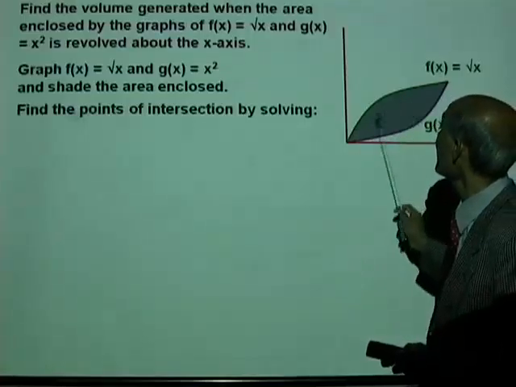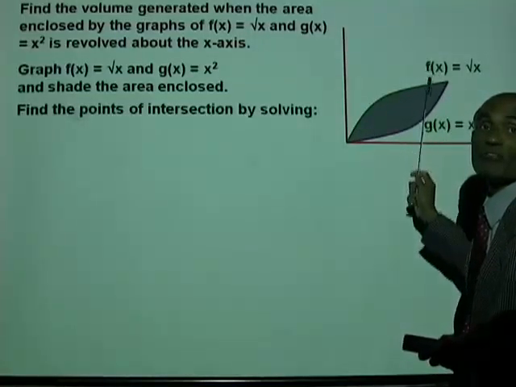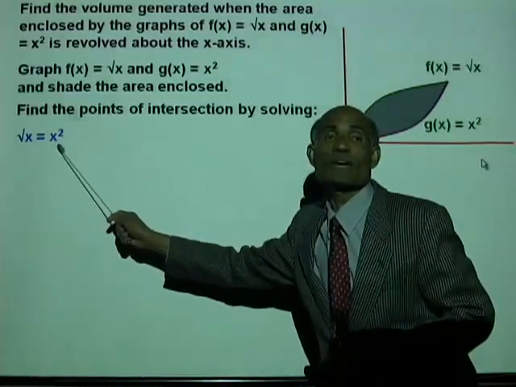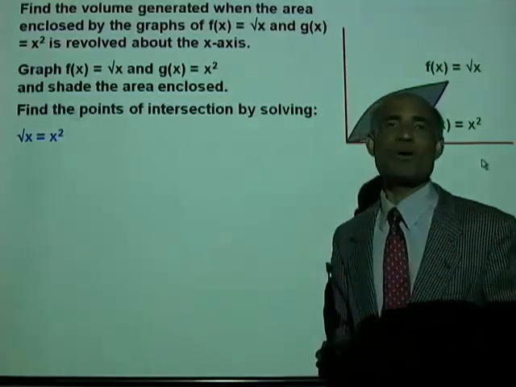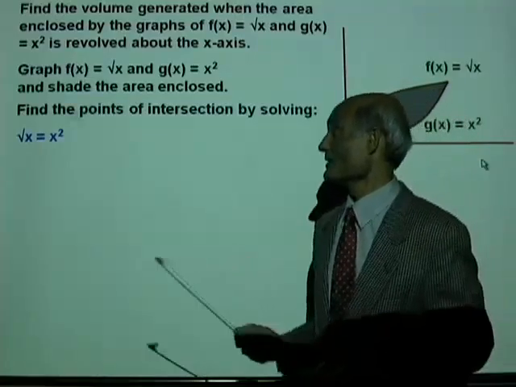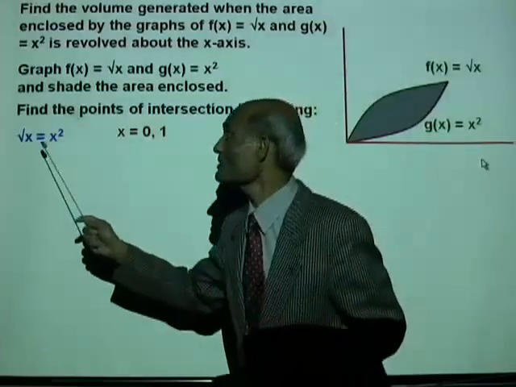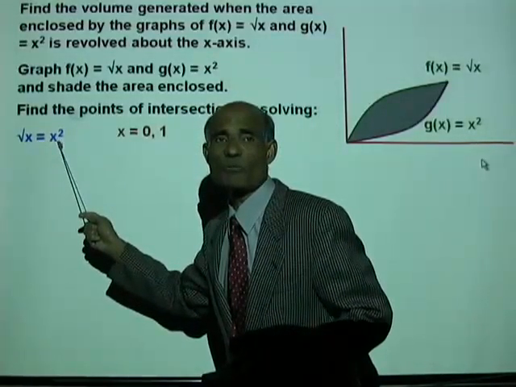How do you do that? By equating f of x equal to g of x. In other words, square root x equal to x squared. Well, that will give you x equal to 0 and x equal to 1. I don't think you need my help to solve that.